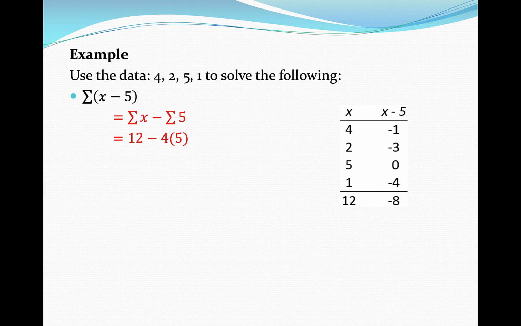5 is the constant. If you take 4 times 5, then you get basically n times c. That will give you 20. We end up with 12 minus 20. That gives us a sum of negative 8, which is, of course, the same thing as what we got from the table. These two things will always match up, and if they don't, then you made a mistake somewhere.